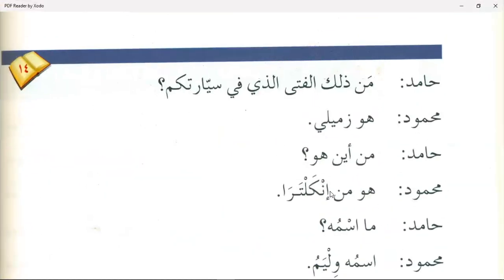So Miss Satya, you are first. Miss Rahma, you are second. Okay. Who is that young man who is in your car? Sayaratikum takes a kasra. Who is that young man in your car?